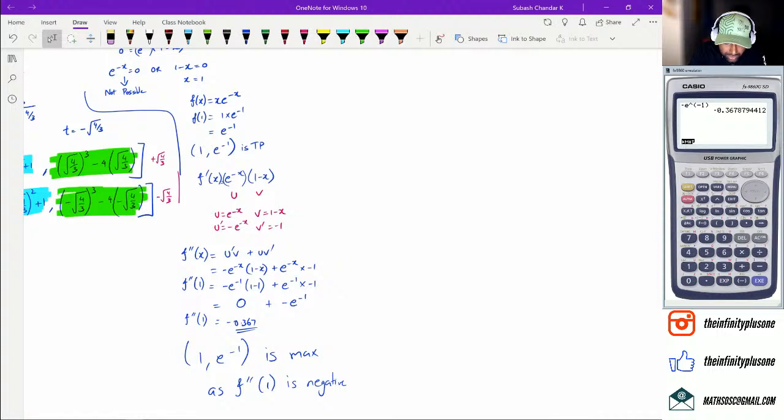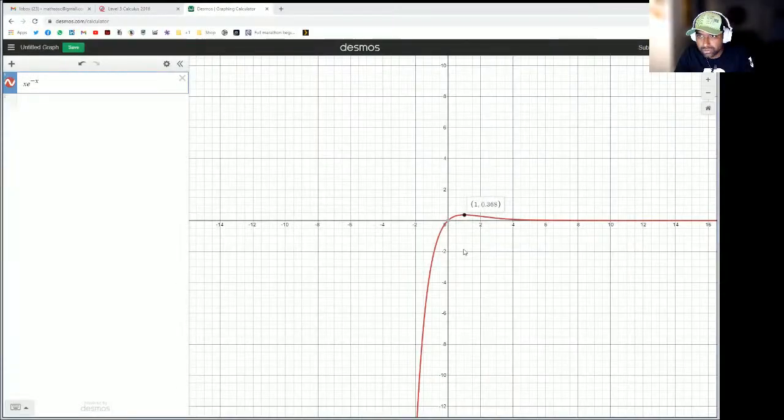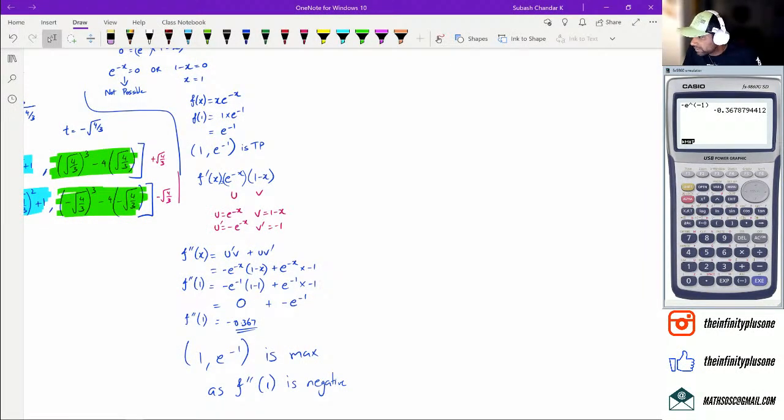That's my original equation. I'm going to quickly show you what the graph actually looks like. When I plot this in Desmos, you can see that the curve ends up looking like this. And there is my point, which is 1, 0.368, which shows me that this is a maximum point.